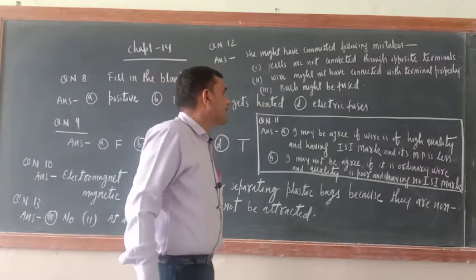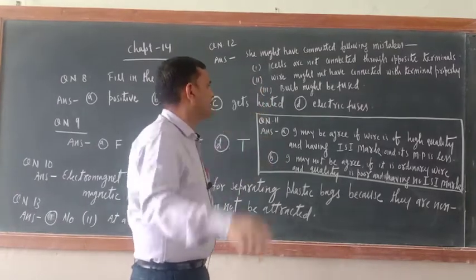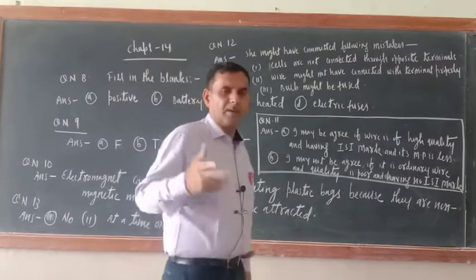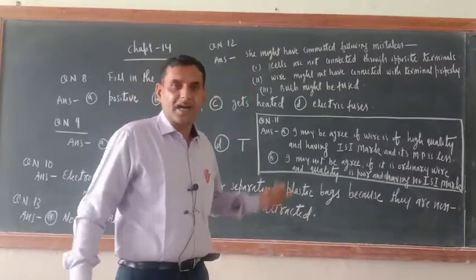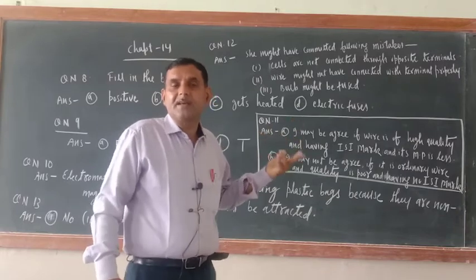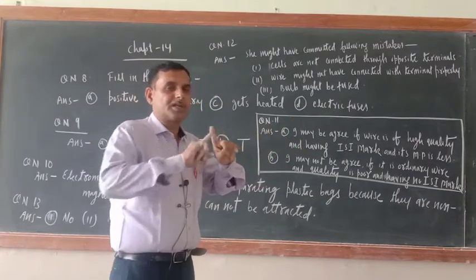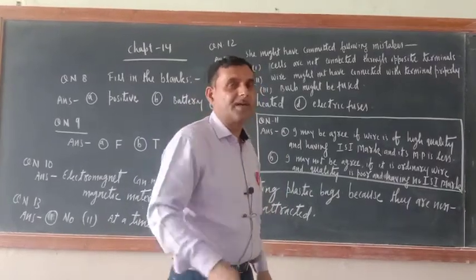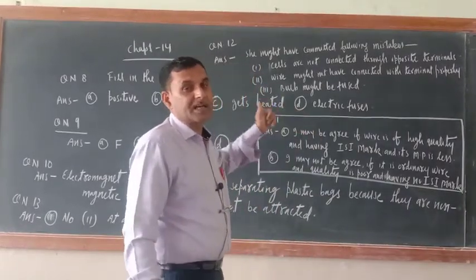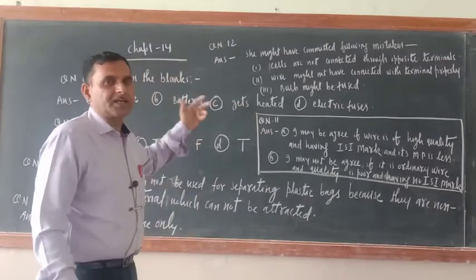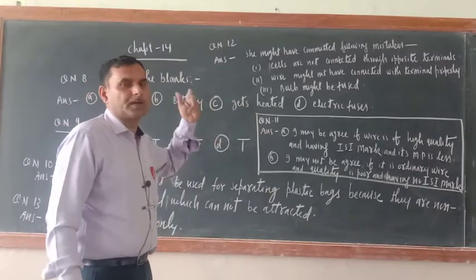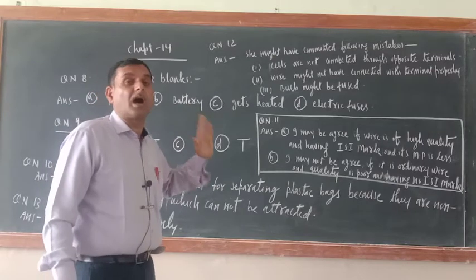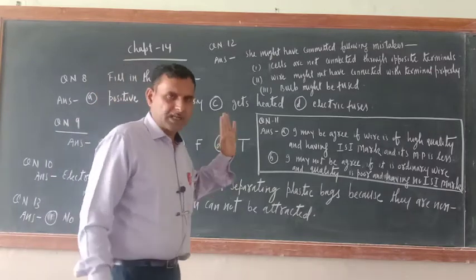Next one is the bulb might be fused. Okay, bulb might be fused. That may also be the reason why the bulb is not glowing. So these are the three possible mistakes she might have committed while making the electric circuit. That is why her bulb is not glowing, even if she is putting the switch in the on position. Okay, these are the reasons.